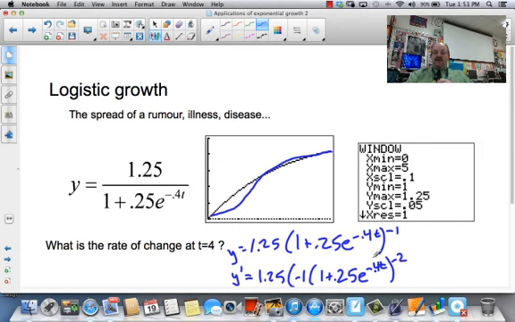So we multiply by the exponent, subtract 1 from the exponent, and then we have to multiply by the derivative of 1 plus 0.25 e to the negative 0.4 t. That's going to be 0.25 e to the negative 0.4 t, and then we multiply by the derivative of negative 0.4 t, which is negative 0.4. So it's quite a rate of change.